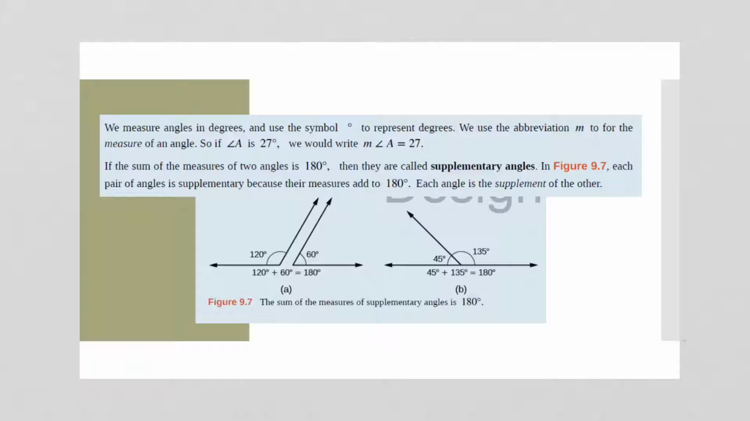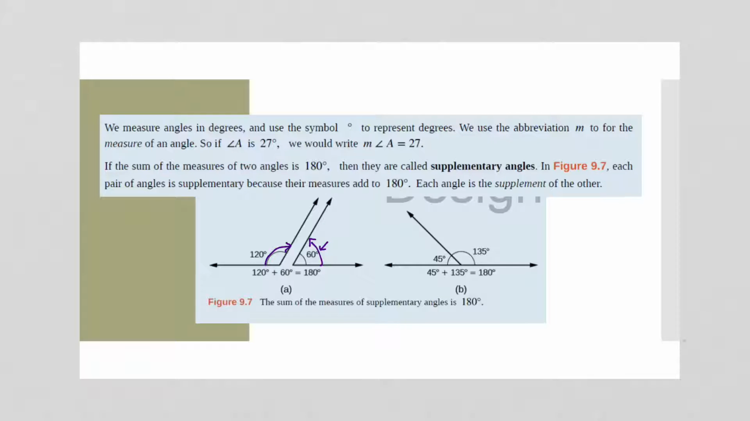So we measure angles in degrees. That's what this little bitty circle is up above. You guys have seen that before whenever we talk about temperature, but it is different than temperature. This is a distance measure. So from here to here is 60 degrees. From here to here is 120 degrees.